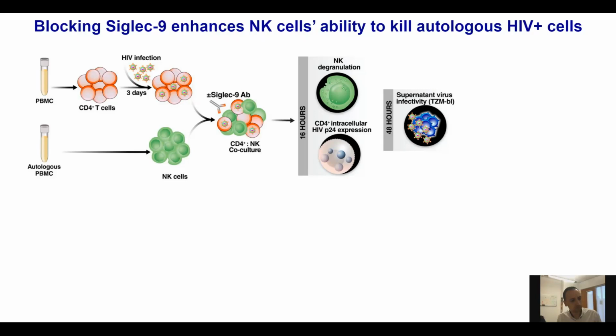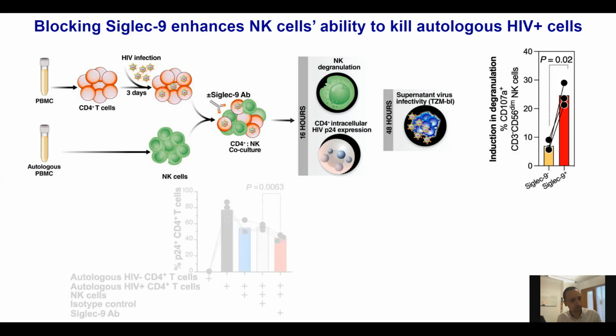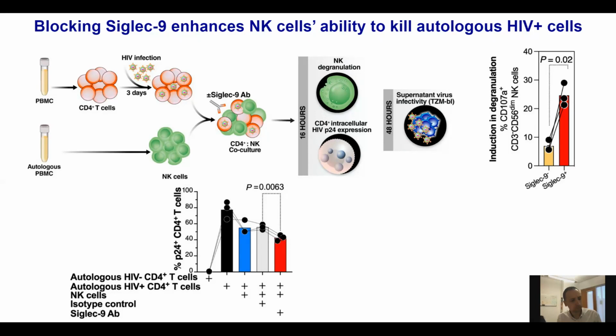We can look for the effect of the Siglec 9 blocking antibody on NK degranulation. And as you can see here, the blocking antibody significantly enhances the ability of the NK cells to degranulate against HIV-infected cells. We can look at the amount of HIV-infected cells remaining, and you can see that the blocking antibody, compared to the isotype control, causes a reduction in the level of HIV-infected cells.